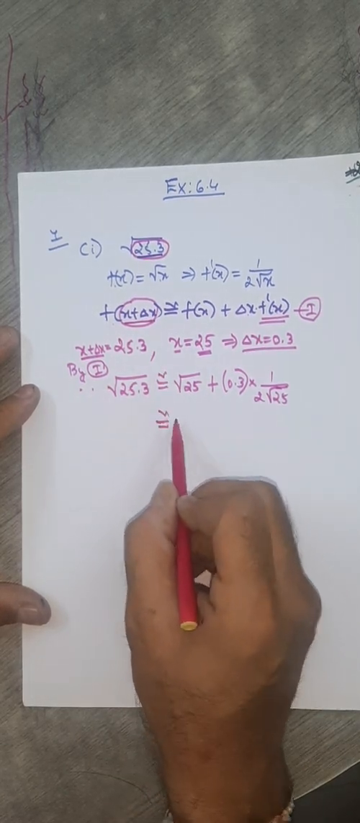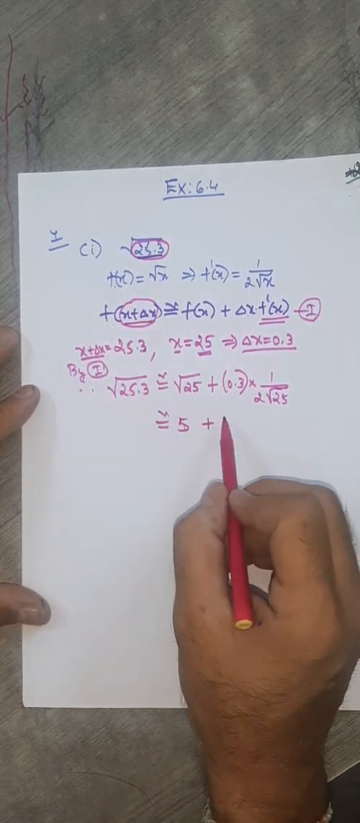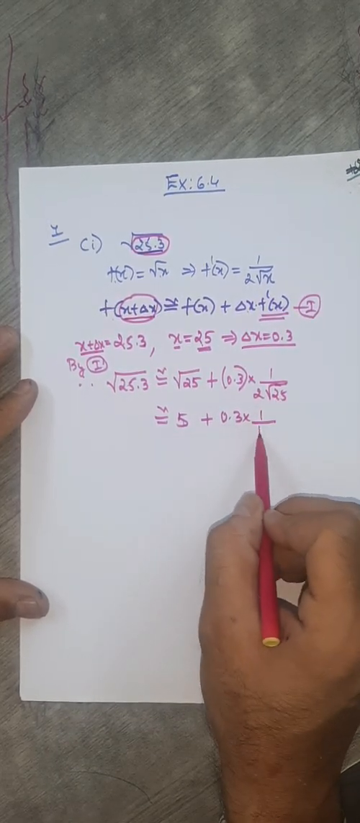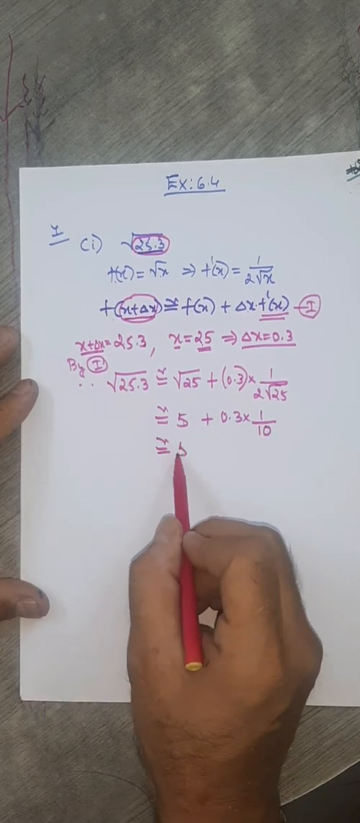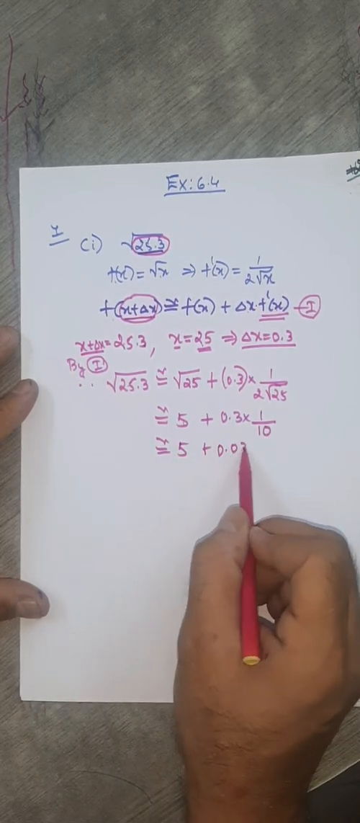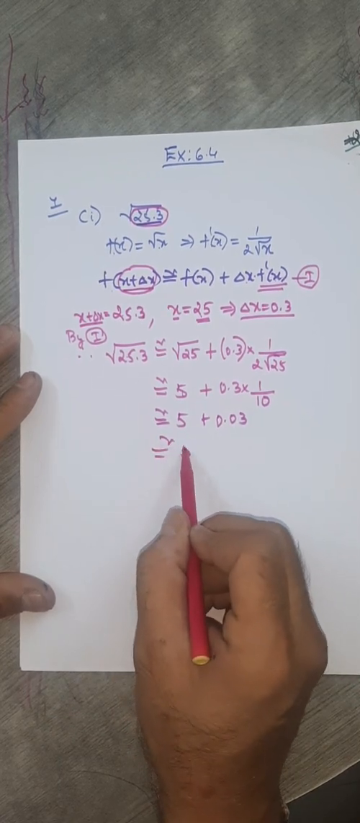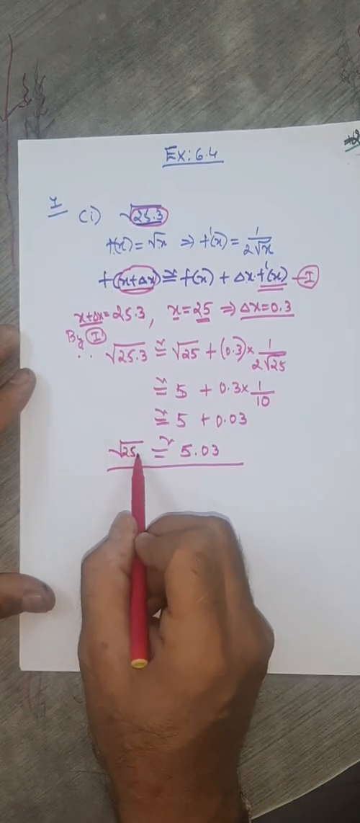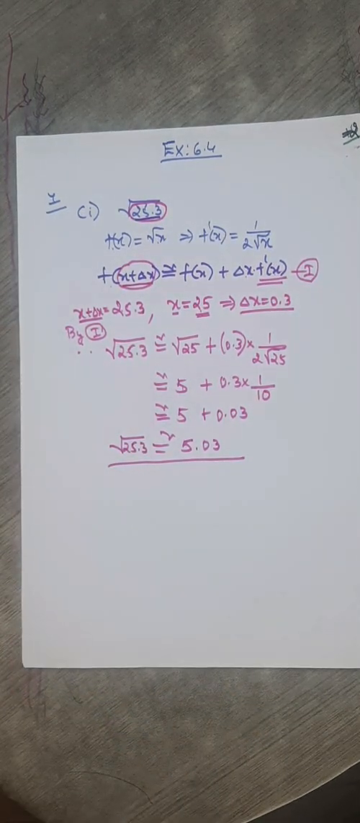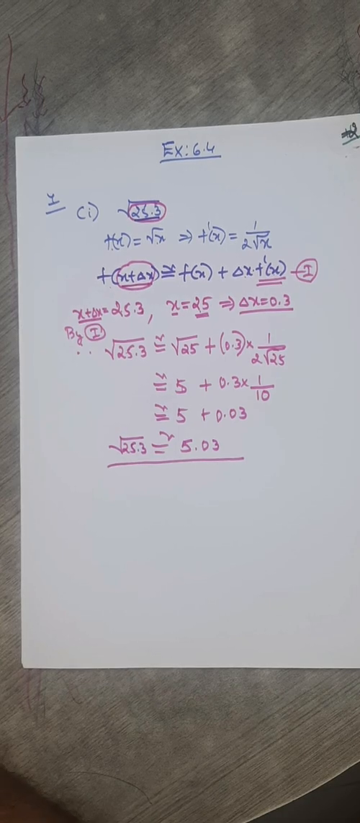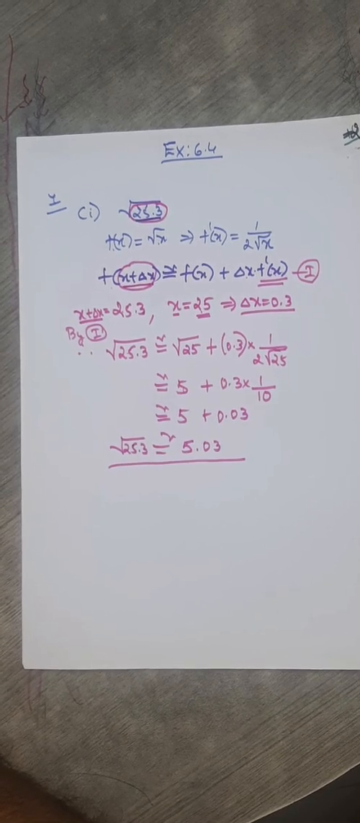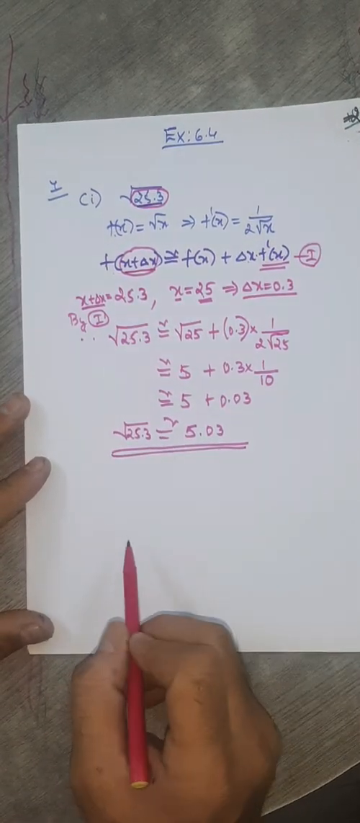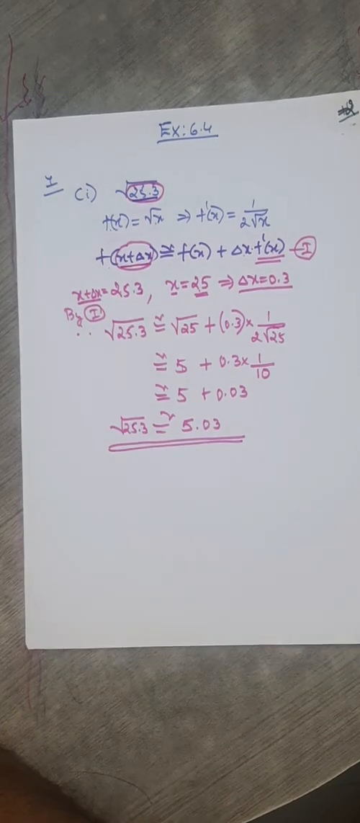Okay, so this is approximately 5. This is 5, but the approximate value of 0.3 into, what is this? 1 upon, this is 5, so 10. So approximately 5 plus, this will be 0.03. So this is roughly 5.03. This is the required value, root of 25.3. Fine. That's the approximate value of root 25.3, which we are getting: 5.03.